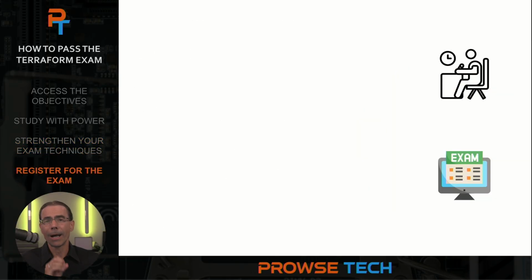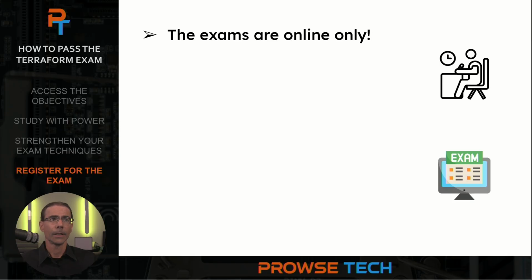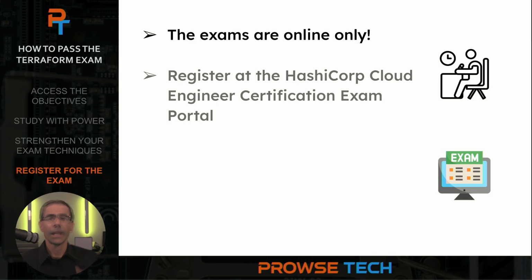Finally, when you are positive that you are ready and you've studied like crazy, then go and register for the exam. But again, not until you have mastered all of the objectives. Now, the exams are online only. You can't take this at a testing center. You have to take it at your own computer. So online only. And you can register at the HashiCorp Cloud Engineer Certification Exam Portal, and I have links for that in the description of this video.